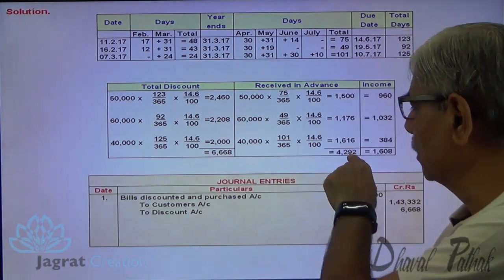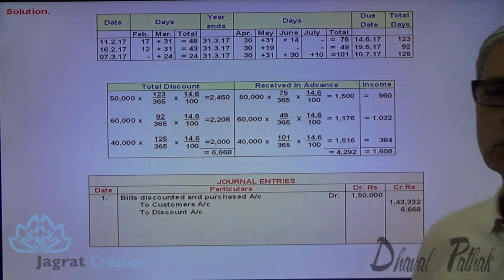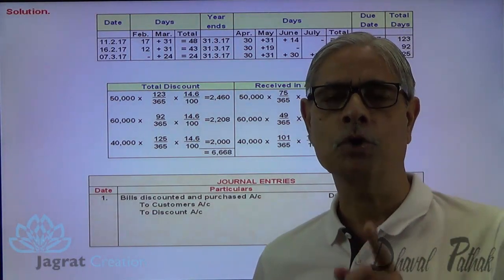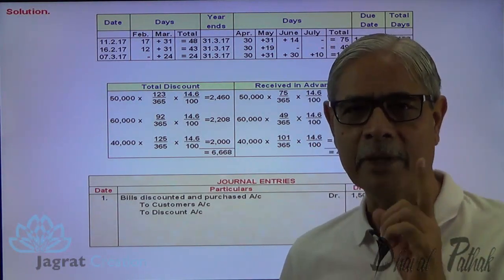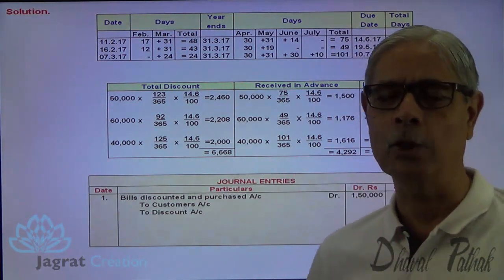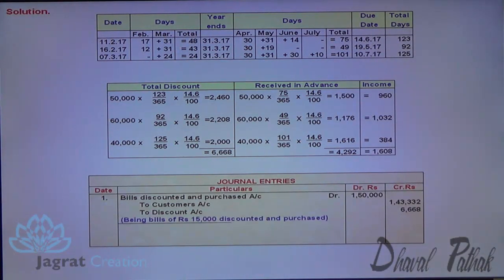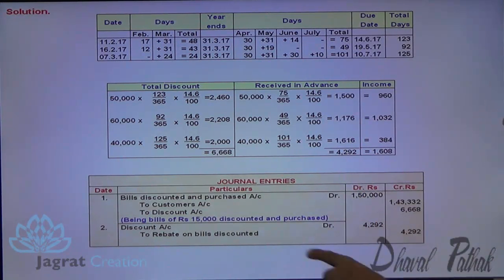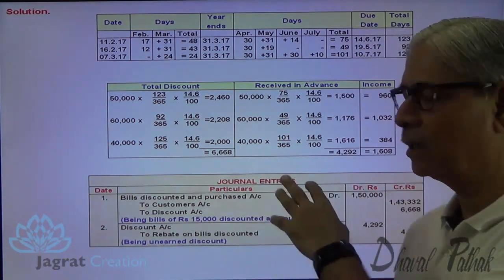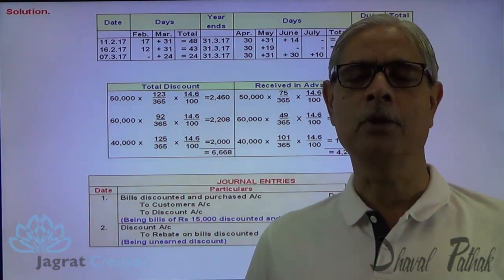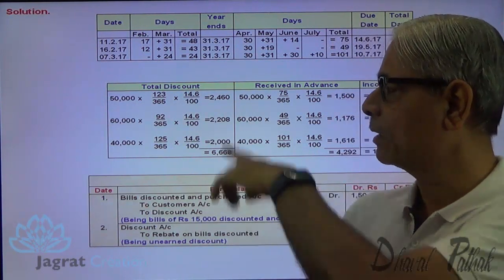Out of this total discount income, 4,292 is the discount received in advance. So this income is the income of the next year. It is not the income of the current year. So I am required to remove this 4,292 from this discount income. The next entry that I will record: discount account debit to rebate on bills discounted account credit, or discount received in advance account credit. This is how entries are to be recorded. The narration is being discount transferred to rebate on bills discounted account. So this is how this sum gets solved.